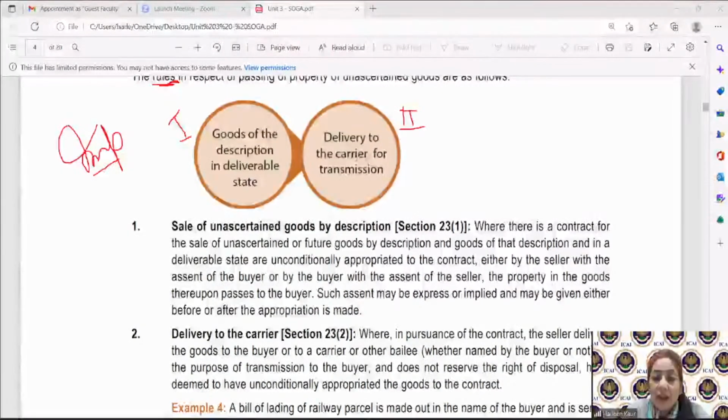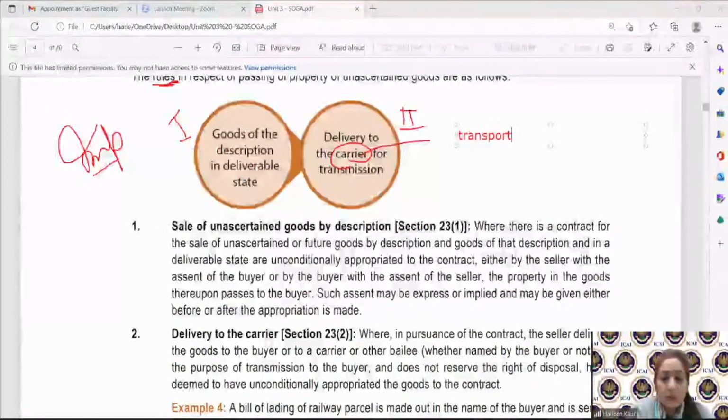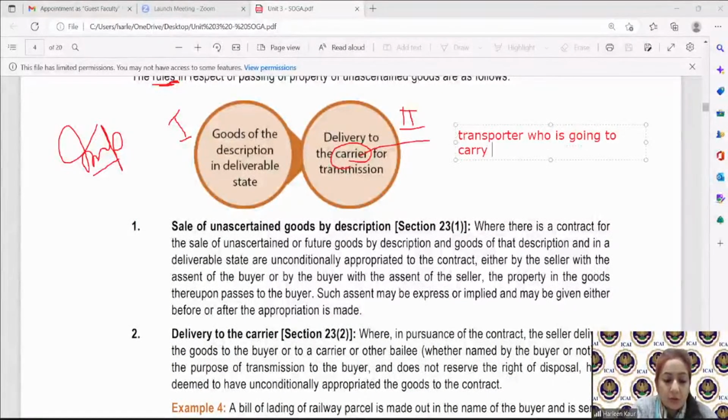Now, who is this carrier? This carrier is, children, the transporter who is going to carry the goods. Delivery to the carrier for transmission.